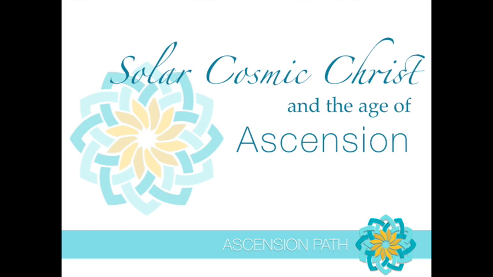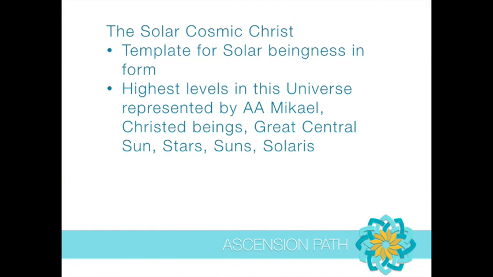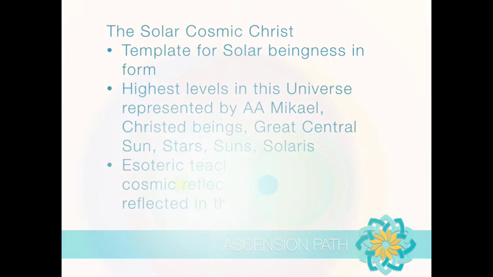The Solar Cosmic Christ and the Age of Ascension. The Solar Cosmic Christ is a template for solar beingness in form. It directly reflects source consciousness. The highest levels in this universe are represented by Archangel Michael, Christed beings, the great central sun, the stars, suns, Solaris. It is all fractalizations from the top down, from source all the way through these different forms right into our own beingness as humans.